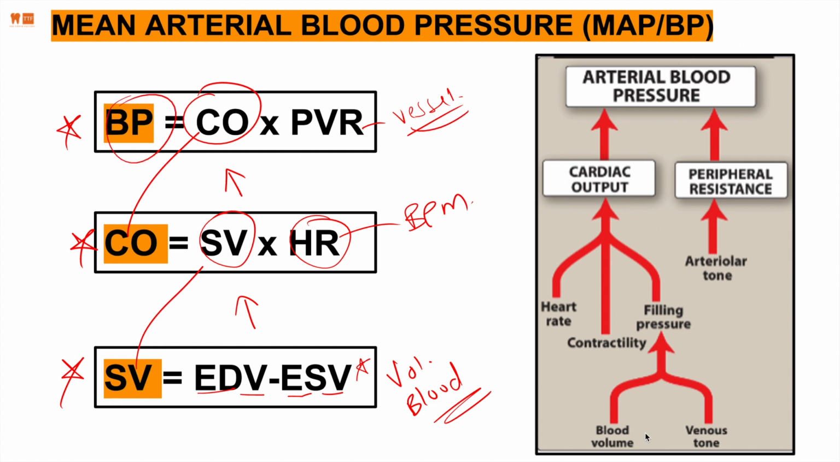So, blood volume, venous tone, right? Venous is blood coming back, so diastole. Blood volume has to do with how much volume is in the heart to be pumped out, which is systole, right? When all of that is gone up, there's a filling pressure in the ventricles, which is then contracted, and we get a heart rate. All of that towards cardiac output. When you multiply cardiac output with peripheral resistance caused by arterial tone, which is vessels, we get blood pressure.